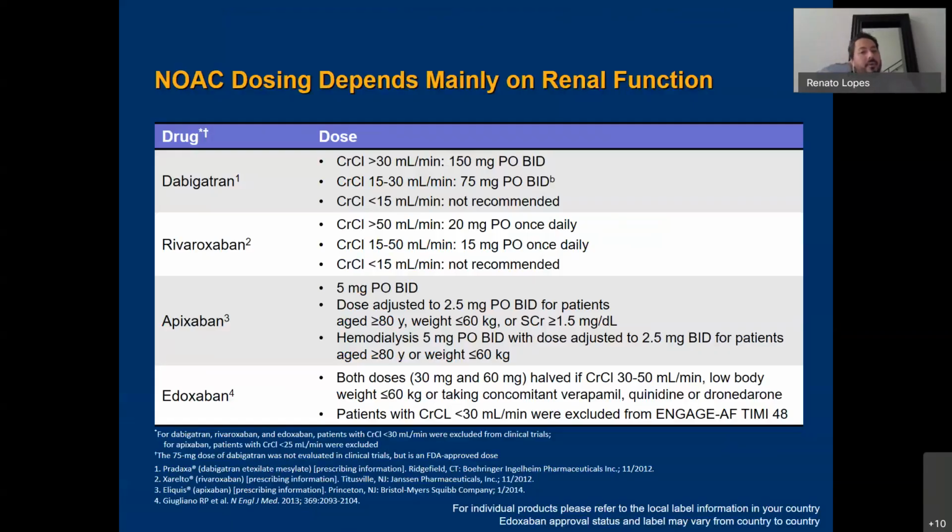Okay, so now we move to the other really important population. These drugs have some level of renal excretion. Some of them have very low rates of renal elimination, like apixaban, and some others have a higher rate of renal excretion, like dabigatran. And it's important to understand that we need to adjust the doses according to your local label. So your local label has to be followed for adjustment of the doses.